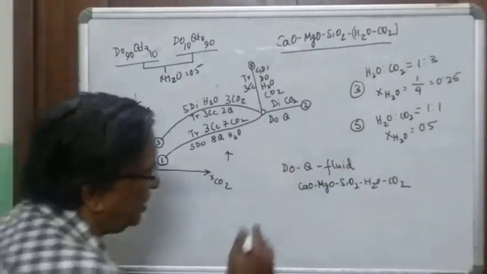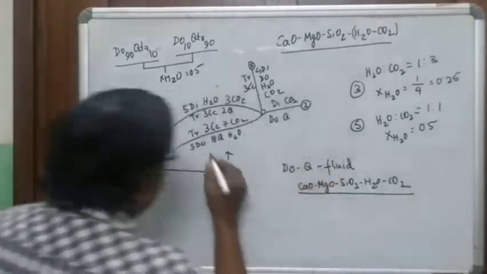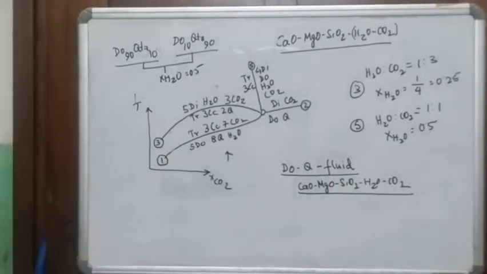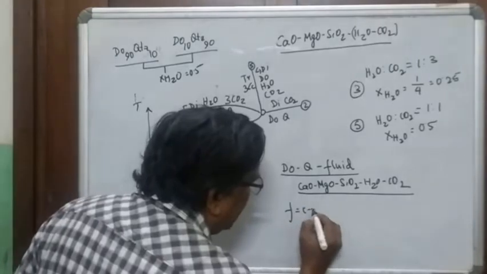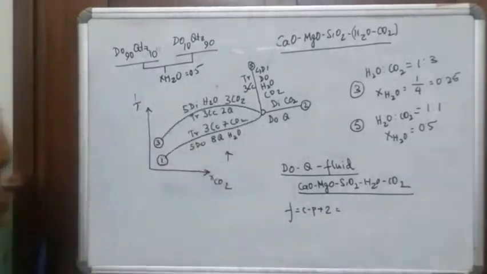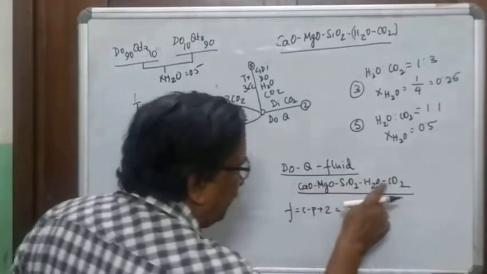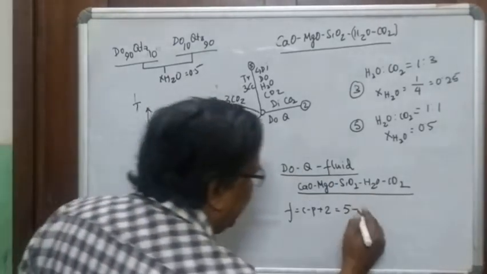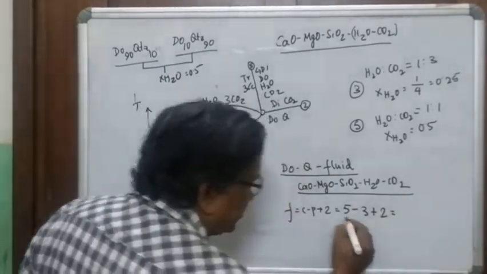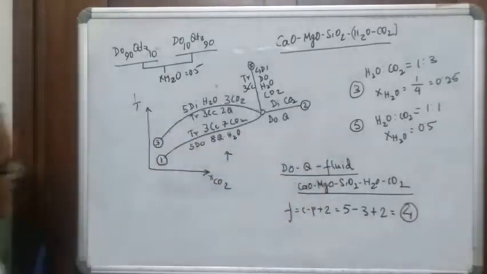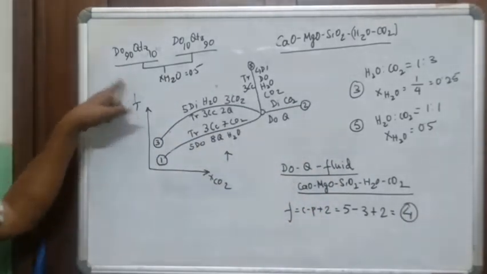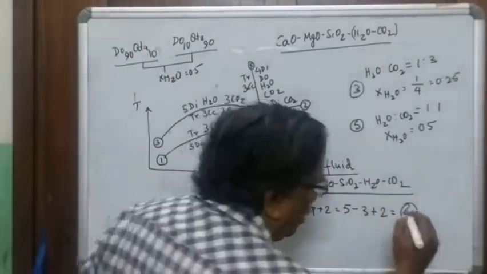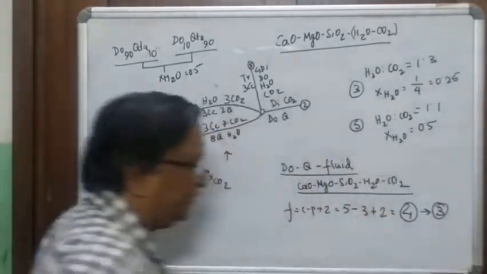Let's see what happens. So for this reaction, say dolomite plus quartz plus fluid, the CaO, MgO, SiO2, H2O, CO2 system. So you have F is equal to C minus P plus 2. So what are the components? 1, 2, 3, 4, 5. 5 components. How many phases? 1, 2, 3 phases. Plus 2. So that is 4. In this diagram, what is constant? Remember, these are isobaric diagrams. So 4 now becomes equal to 3.